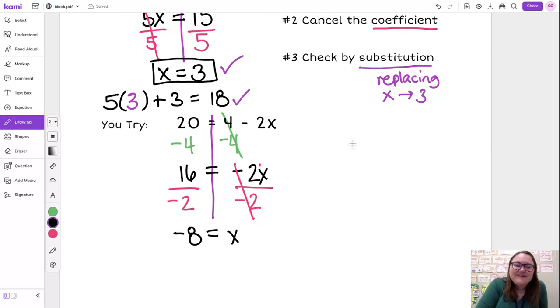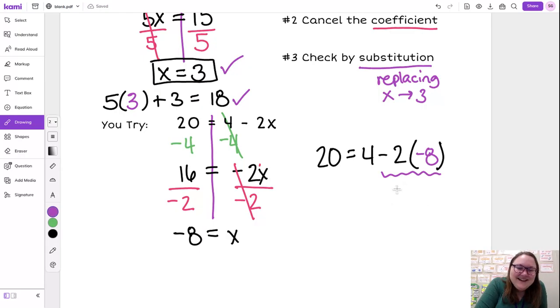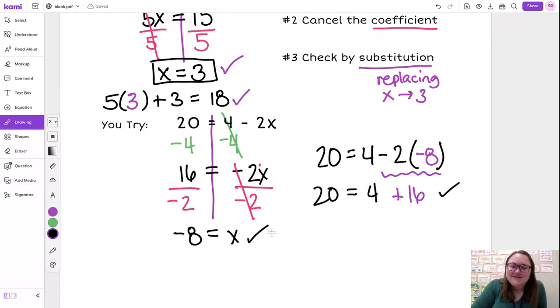If I wanted to check this equation, remember I'm trying to figure out 20 equals 4 minus 2 multiplied by what number? We think that number is the number negative 8. If I do this math, negative 2 multiplied by negative 8 is positive 16. And guess what? 4 plus 16 does equal 20. So that helps me know our answer is correct.